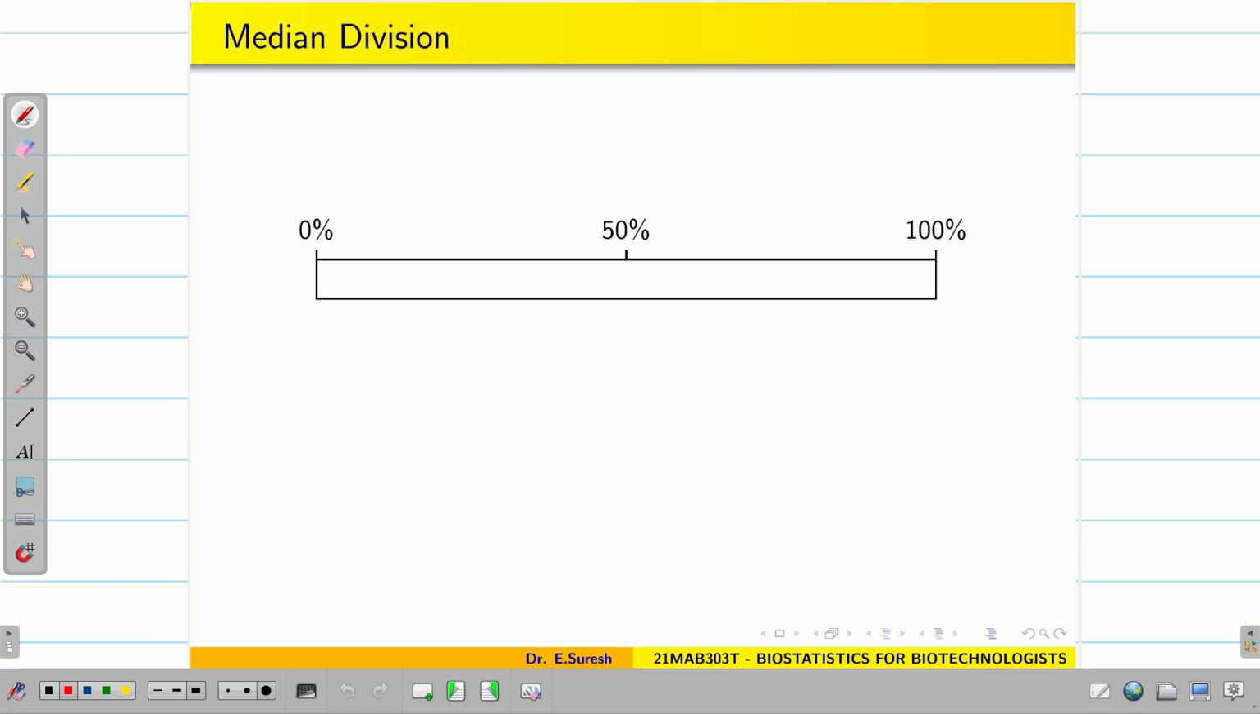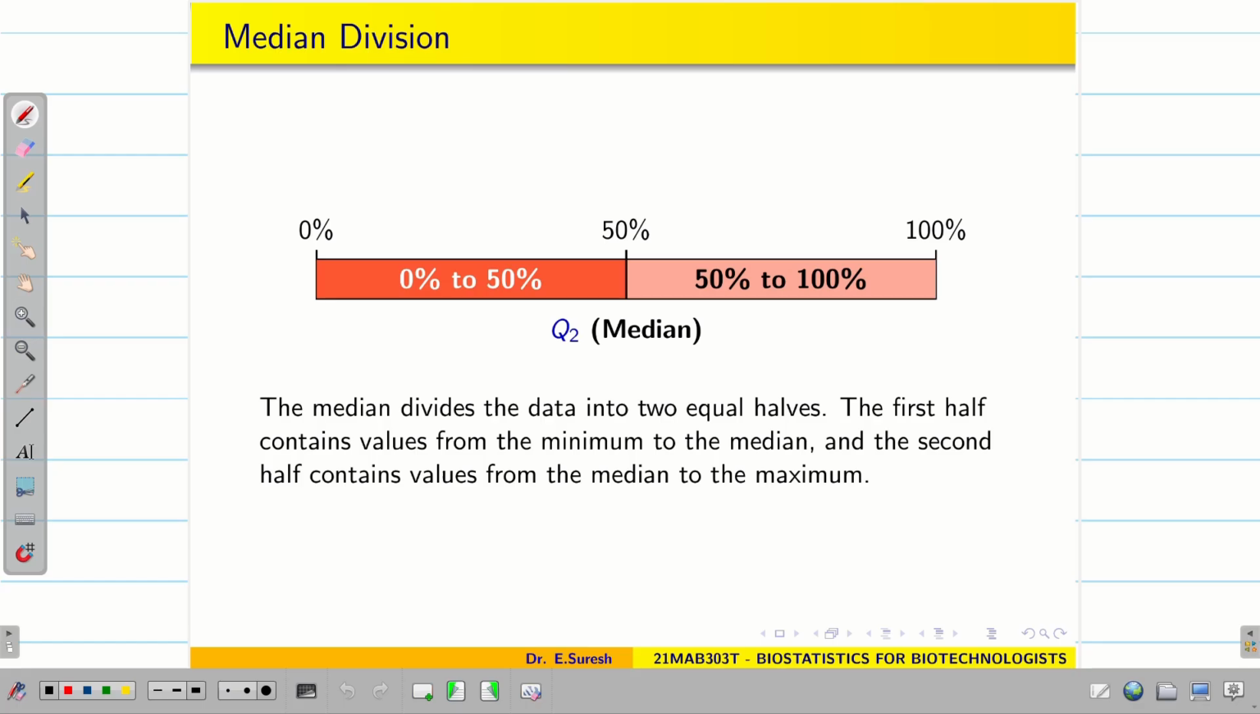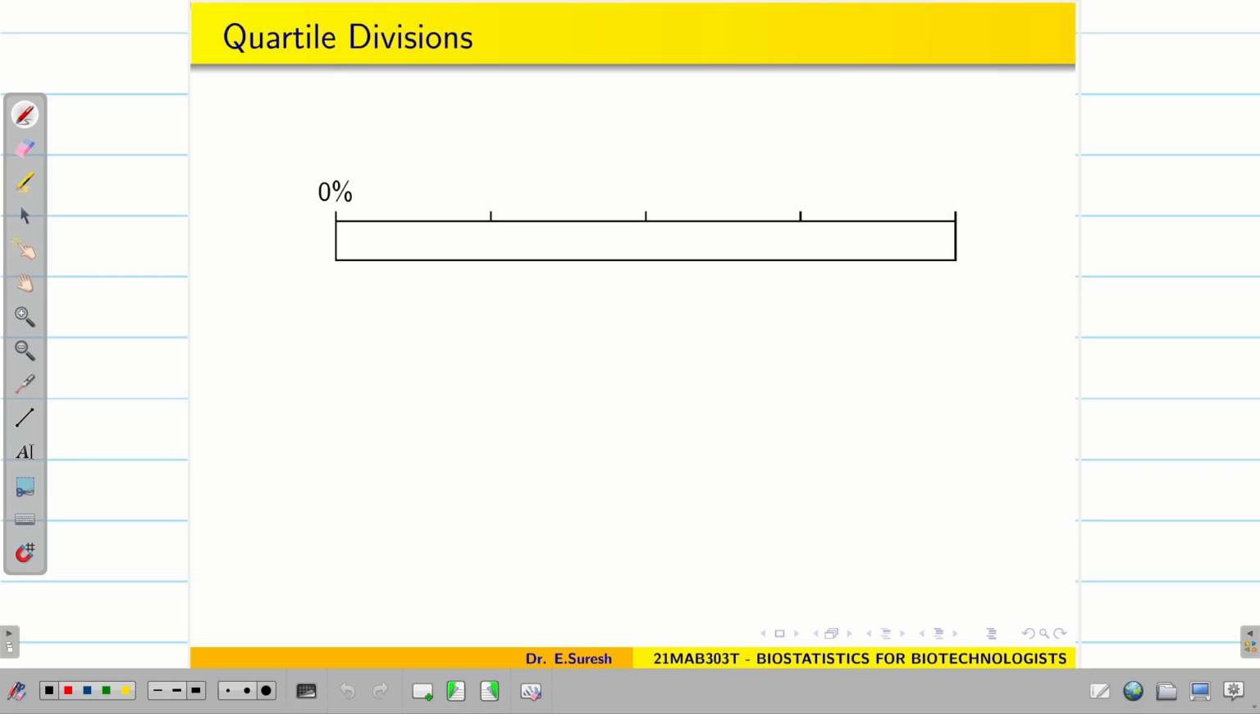If I split the percentage into two equal halves like 0 to 50% and 50 to 100%, this is going to be my middlemost value, or I can say this as median. So the median divides the data into two equal halves. The first half contains the values from minimum to median and the second half contains the values from median to the maximum, that is 100%.